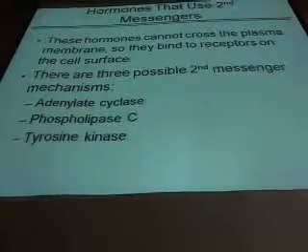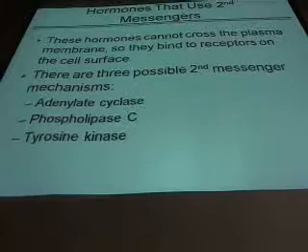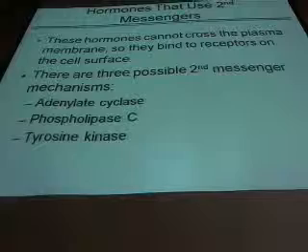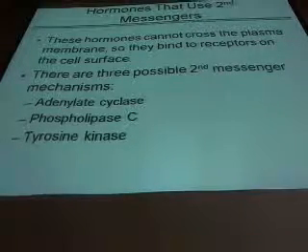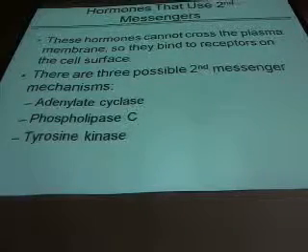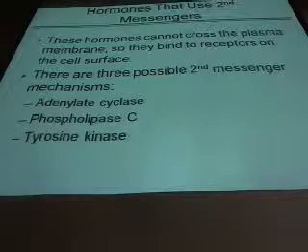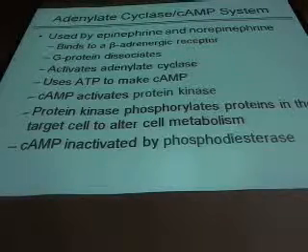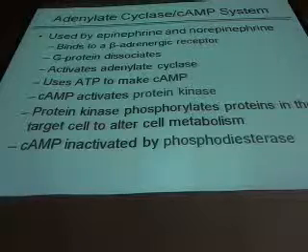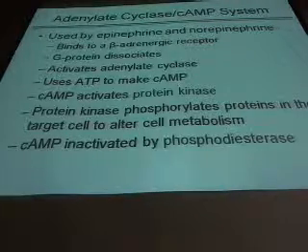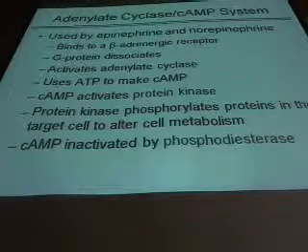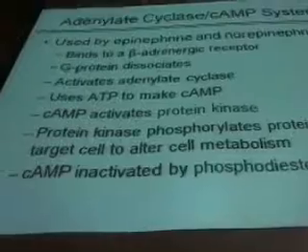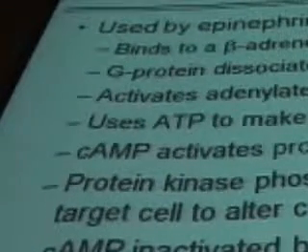Hormones that use second messengers. Remember, we have the G proteins, hormones that cannot cross the cellular membrane, so they bind to receptors and stimulate a secondary messenger. Tyrosine kinase, phospholipase C, and adenylate cyclase are 3 that have been shown. Adenylate cyclase, or cyclic AMP, is part of the cyclic AMP system. You've seen that as a secondary messenger in many different cells. Used by epinephrine and norepinephrine, it binds to the beta-adrenergic receptor. G protein dissociates. Uses ATP to make cAMP. Activates the protein kinase.